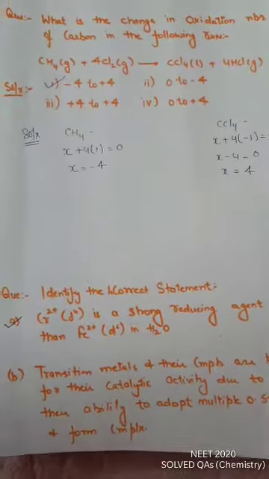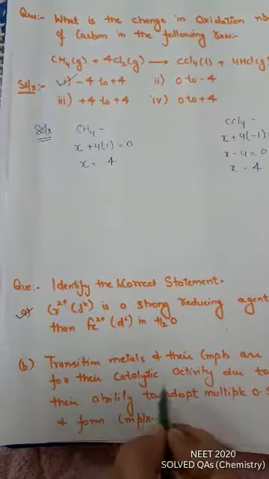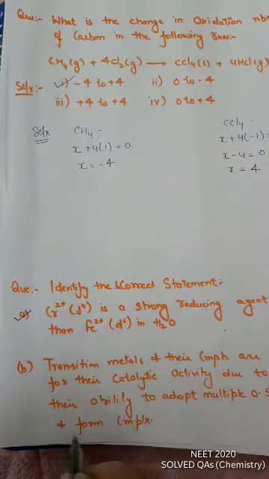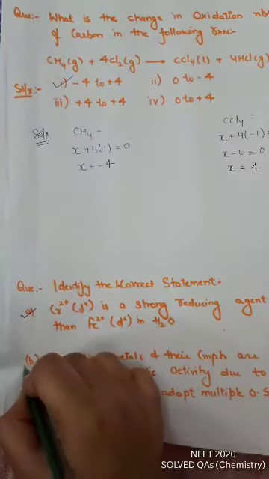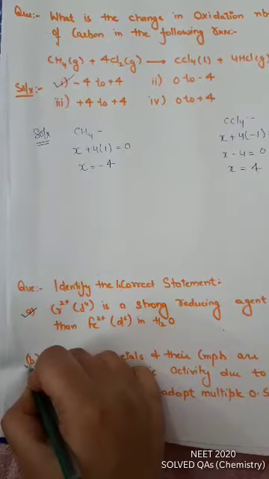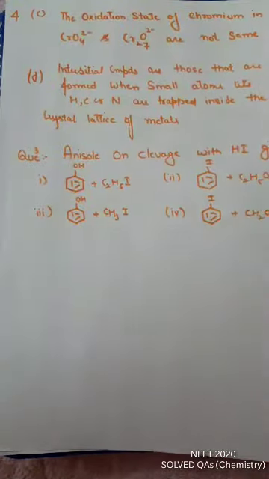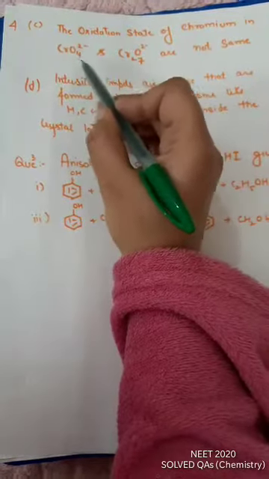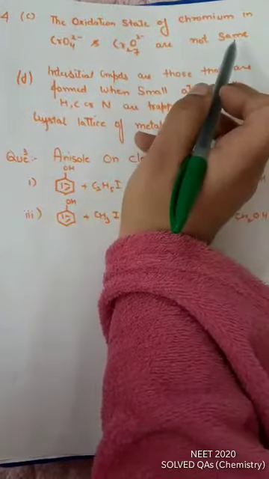Now the second statement is: transition metals and their compounds are known for their catalytic activity due to their ability to adopt multiple oxidation states and to form complexes. Yes, it is a property of transition metals. So B is also a correct statement. The next statement is: the oxidation states of chromium in CrO4 2- and Cr2O7 2- are not the same.